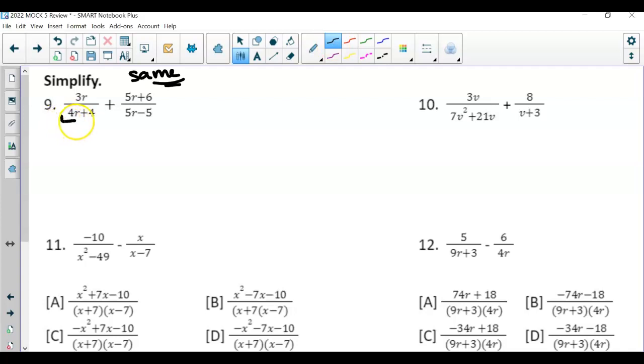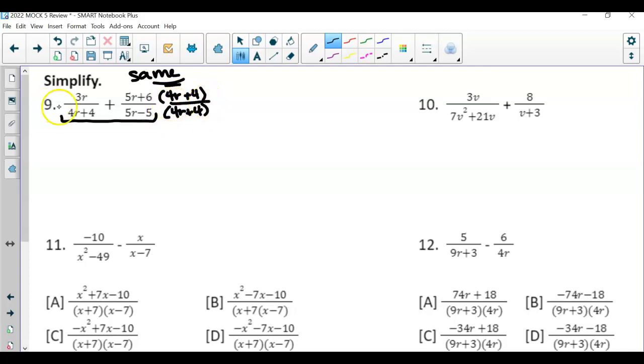We're just going to multiply them to each other. So this is going to be multiplied as, so 5r plus 6, we're going to multiply that by 4r plus 4.